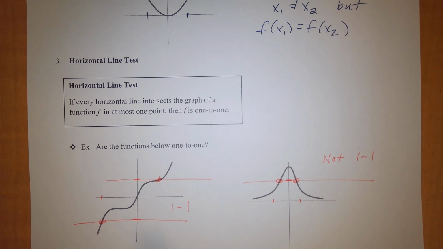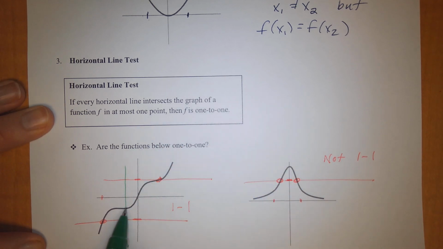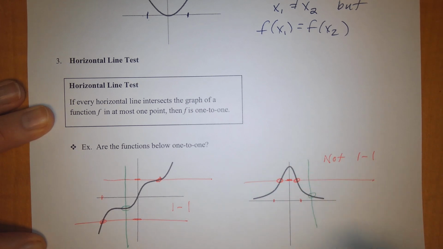However, both of these are indeed functions. In order to be a function, it only has to pass the vertical line test. You can see a vertical line will pass through this graph only one time. So this is a function, as is this one. Even though they're both functions, only one was one-to-one, where the other is not.